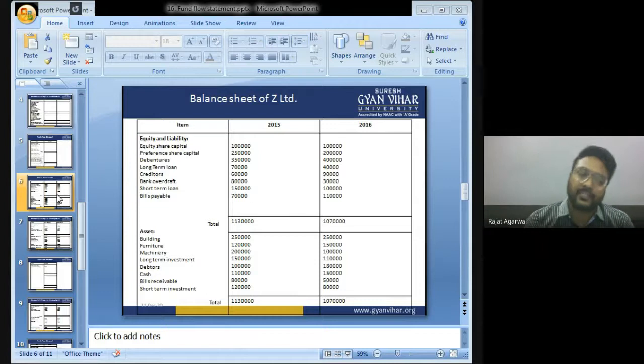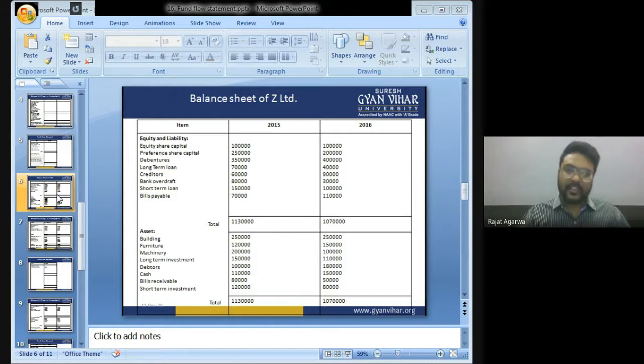Building, asset side. Building was 2,50,000 in 2015 and 2,50,000 in 2016. It means it is same, neither increased nor decreased. Furniture was 1,20,000 in 2015 and 1,50,000 in 2016. Yes, furniture is increased. We have purchased the furniture. If you purchase the furniture, the fund will go. So it is application of fund, we will not consider it here.